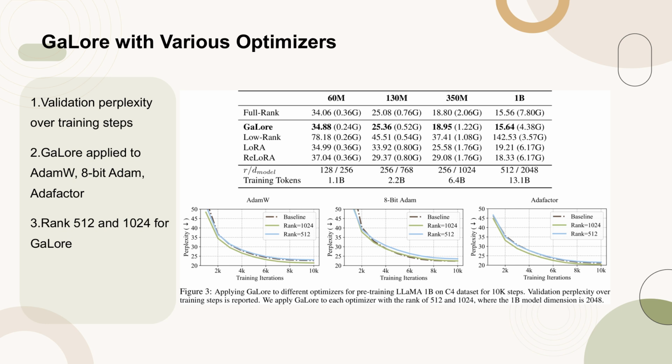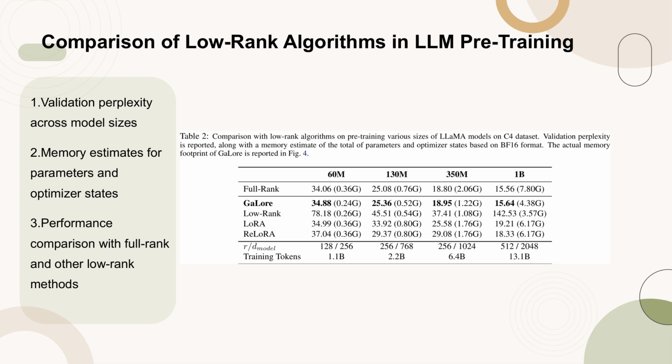reducing perplexity. Table 2 presents a comparison of low-rank algorithms in pre-training various sizes of Llama models on the C4 dataset. It reports validation perplexity and provides memory estimates for the total of parameters and optimizer states based on BF16 format. The table highlights the performance of GaLore against full-rank and other low-rank methods, showing its efficiency in terms of memory usage and comparable performance in validation perplexity. The actual memory footprint of GaLore is detailed in Figure 4.